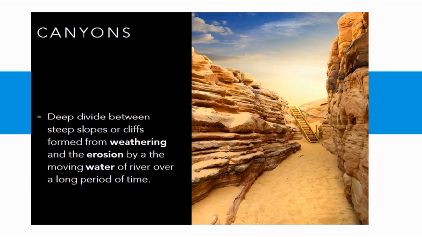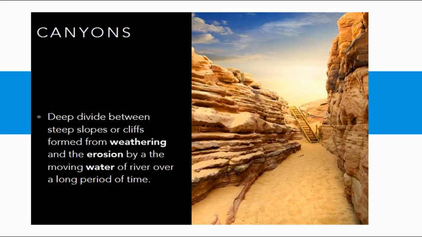Canyons. Thankfully, we live in a place where most of you guys have been to Palo Duro Canyon, so you're familiar with canyons and kind of how they look. They are a deep divide between steep slopes or cliffs formed from weathering and the erosion by moving water of a river over a long period of time. So the largest canyon in the continental United States is the Grand Canyon. It's really big, and it was formed by the Colorado River.